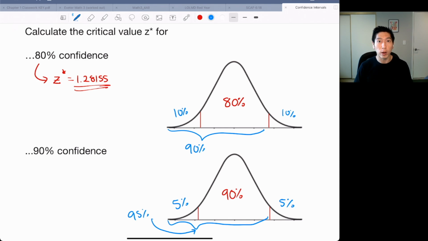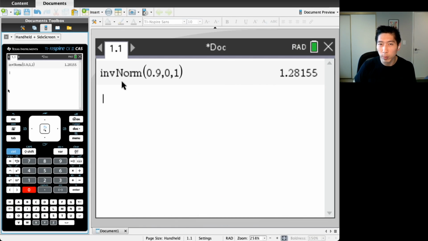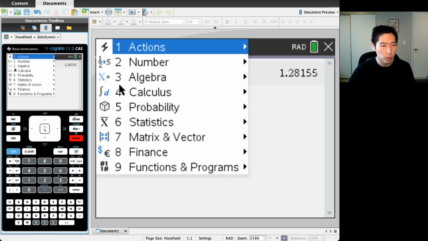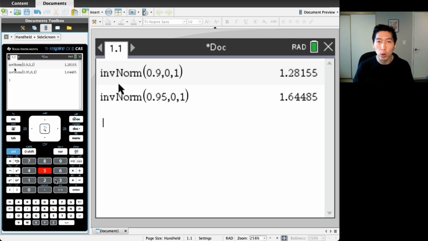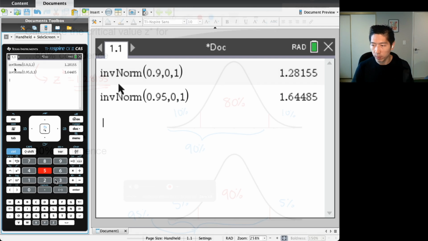So let's type that in our calculator as well. Do you remember our shortcut commands? It was menu 653. So we're going to type that in, menu 653. That's inverse normal. And again, for 90% confidence, we don't type in 0.90, we type in 0.95. And there's our critical value, 1.64485.